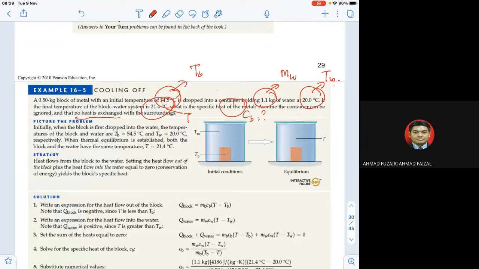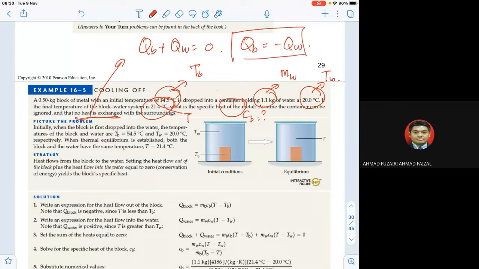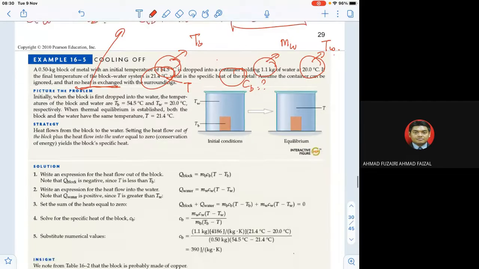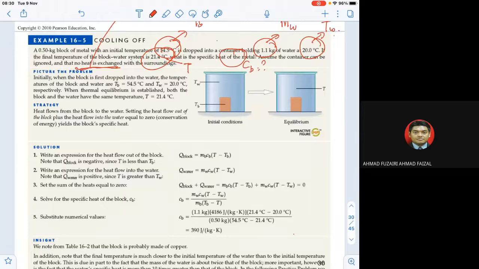Again, these are the key points. No heat is exchanged. That means you can use QB plus QW equals 0. Sometimes somebody will emphasize QB equivalent to negative QW. That can also be done, the same thing. QB plus QW equals 0, or you can write QB equals negative QW, or QW equals negative QB. Also can be done. It's up to you, because in the final answer you will get the same value.